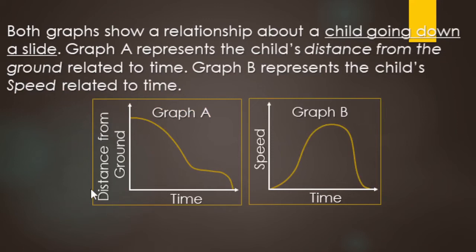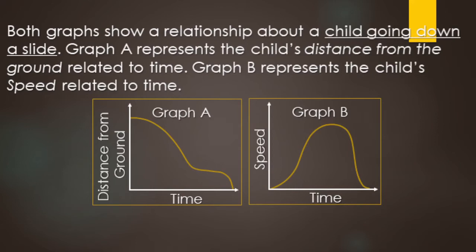So here's a scenario here. Both graphs show a relationship of a child going down a slide. So graph A here, it's distance from the ground, and graph B here, it's speed, or how fast the child is going down the slide. So distance from the ground, or altitude, or height, you could also put that there. So it starts at the top, goes down the slide, goes to that little slowdown area there, and then hits the ground there. Well, so that's a distance from the ground.